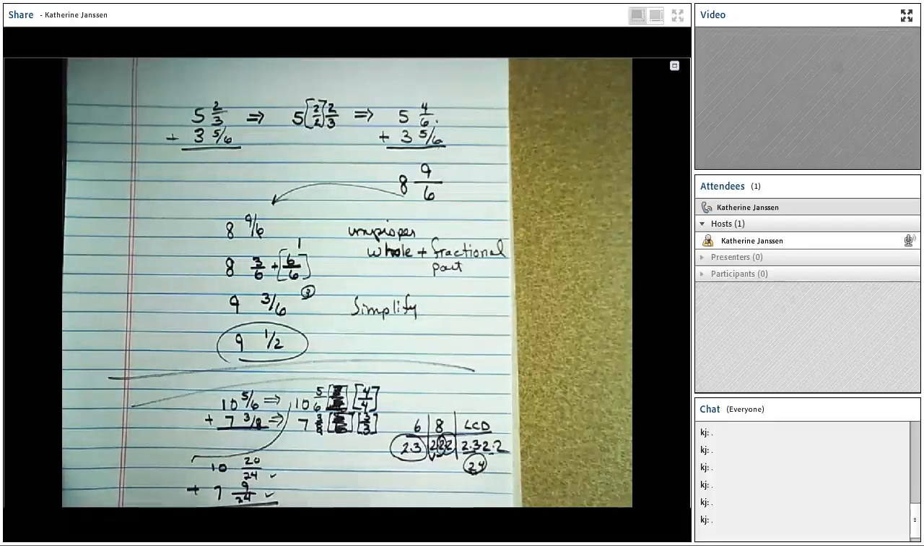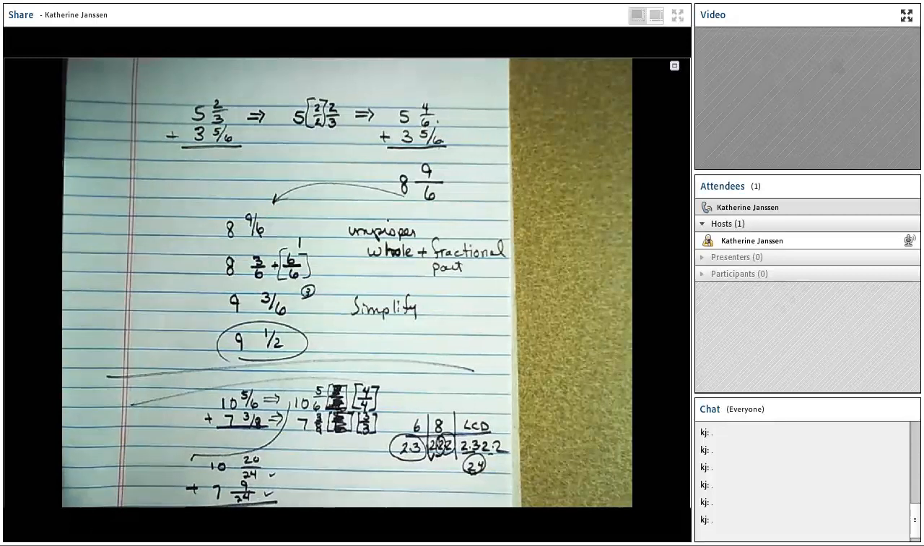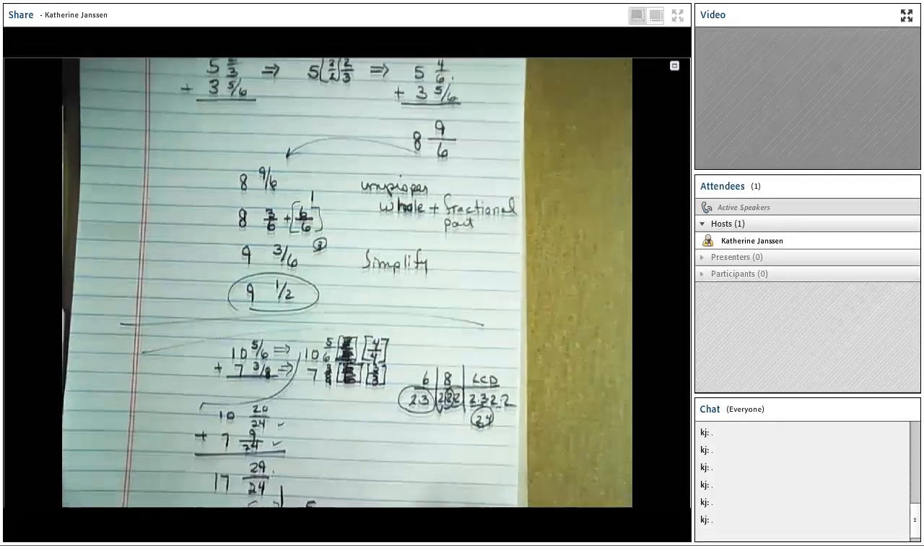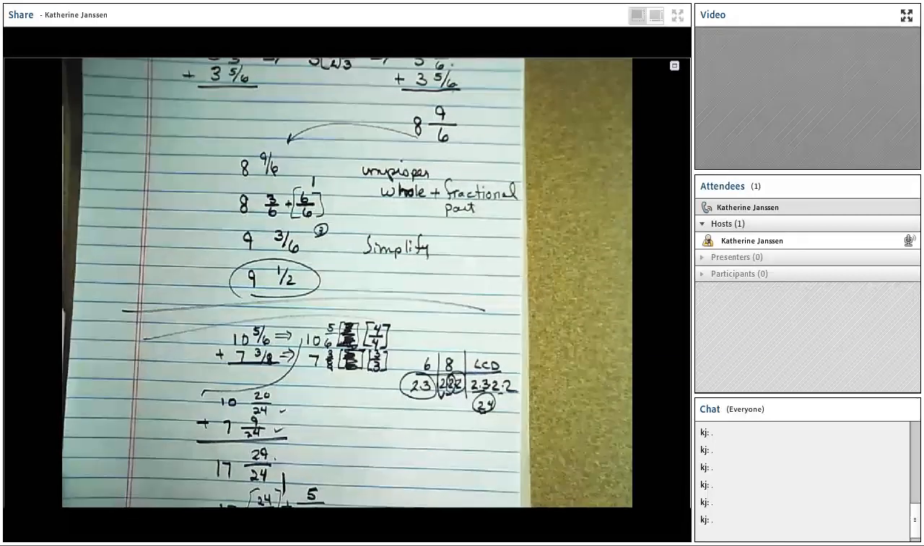I just broke it apart, so I got my whole number portion there. And this is another name for 1. So 1 plus 17 will be 18 and 5/24.